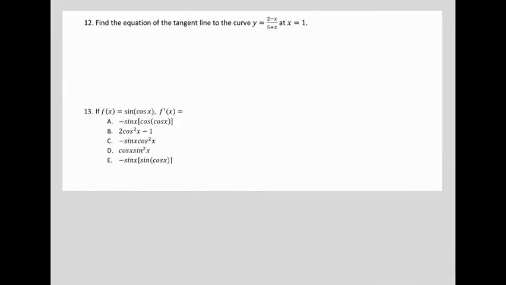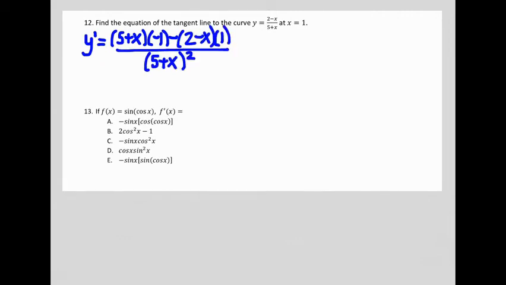Number 12, find the equation of the tangent line to the curve. Well, look at this. We've got y equals 2 minus x over 5 plus x. So we're going to need the quotient rule because the derivative is the slope of the tangent line. Okay, so now we've got low d high minus high d low all over low squared.